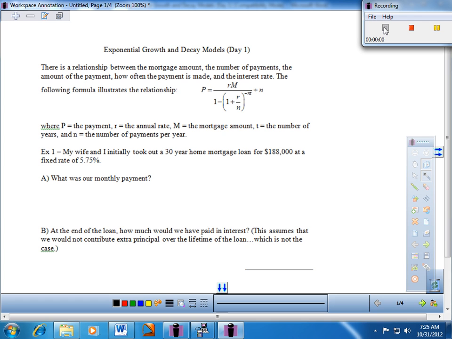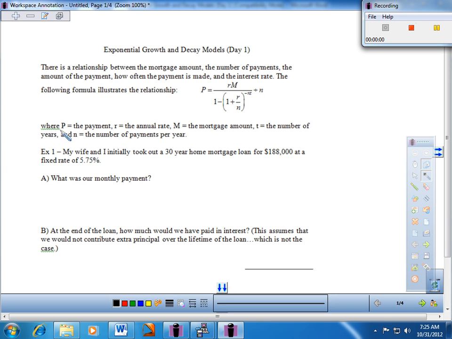It says there is a relationship between the mortgage amount, the number of payments, the amount of payment, how often the payment's made, and the interest rate. The following formula illustrates this relationship. As you can see, it is a very complicated formula, but it does have that exponential piece right in here. Let's see what the variables represent.